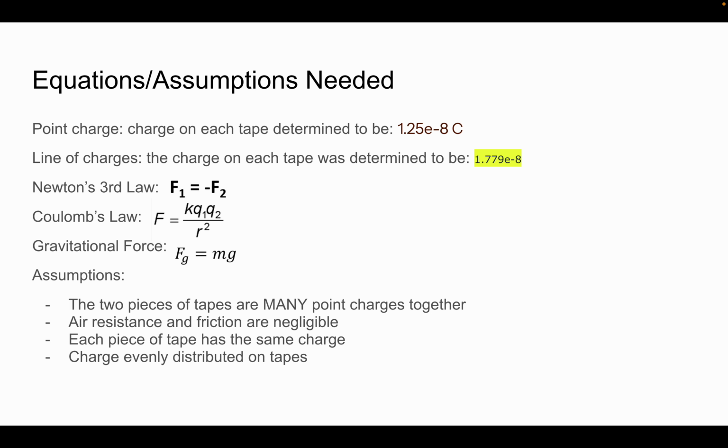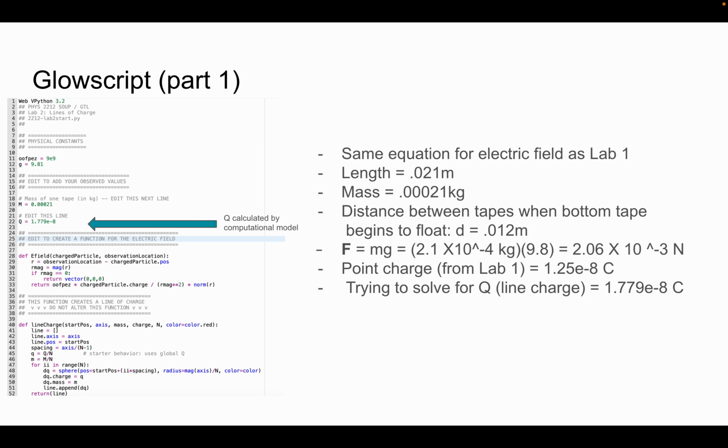Equations are going to be Newton's third law, Coulomb's law, gravitational force, and then I have the resulting charges from each model. For the point charge, it was 1.25e-8 coulombs, and for line charges 1.779e-8 coulombs. And we will go into more of why those values are different later, and assumptions.